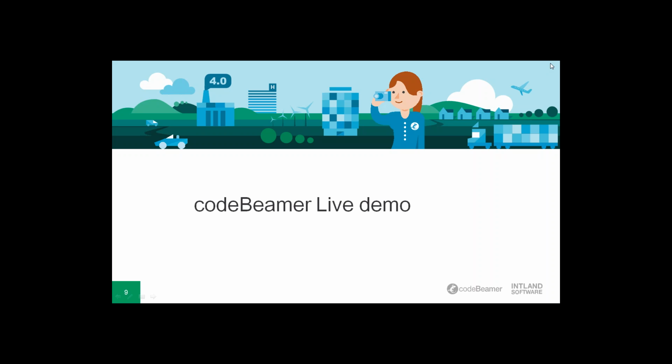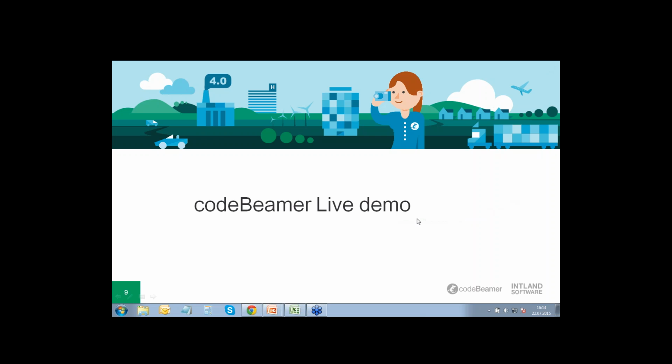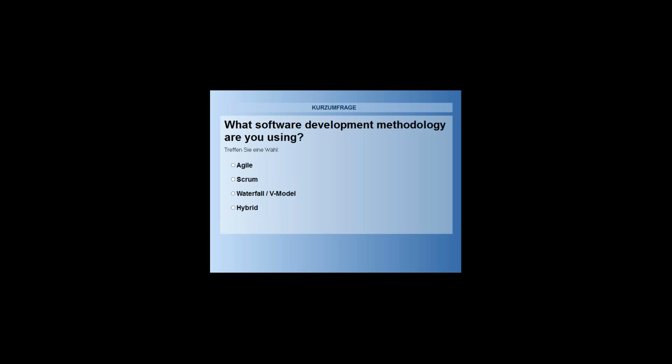So before we jump into our live demonstration, I would like to ask you a few simple questions. The first one is, what software methodology are you using right now? Are you working with Agile, Scrum, Waterfall, or V-Model, or are you currently working with a hybrid? So please take around 20 or 30 seconds to answer each question. Thank you very much. So I can see most of you are working with Waterfall or V-Model. Thank you very much for your answers.